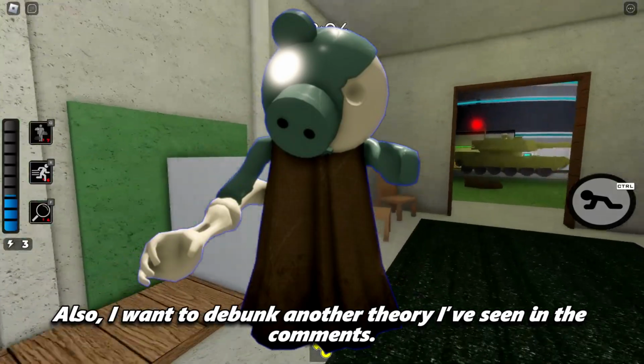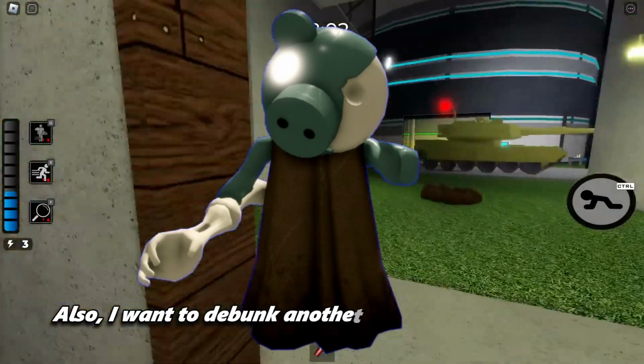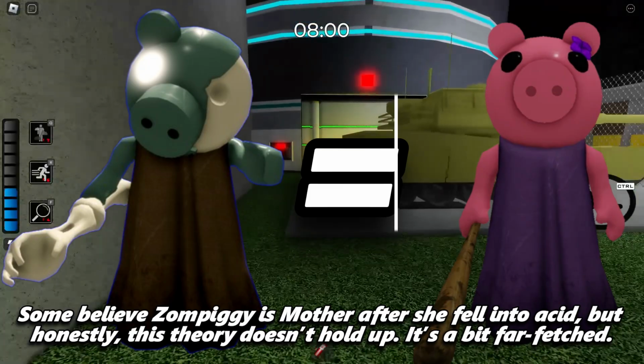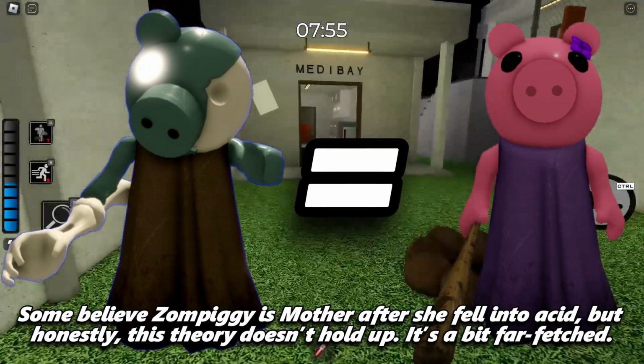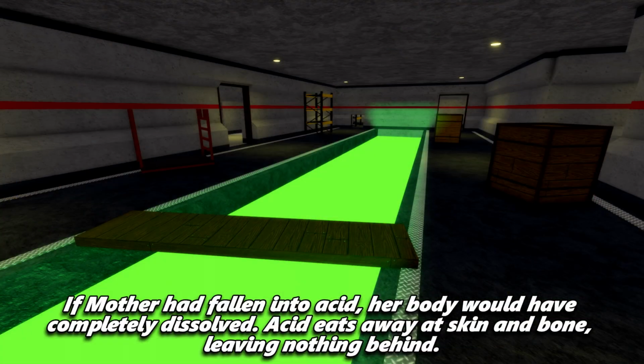Also, I want to debunk another theory I've seen in the comments. Some believe Zigy is Mother after she fell into acid, but honestly, this theory doesn't hold up. It's a bit far-fetched. If Mother had fallen into acid, her body would have completely dissolved. Acid eats away at skin and bone, leaving nothing behind.